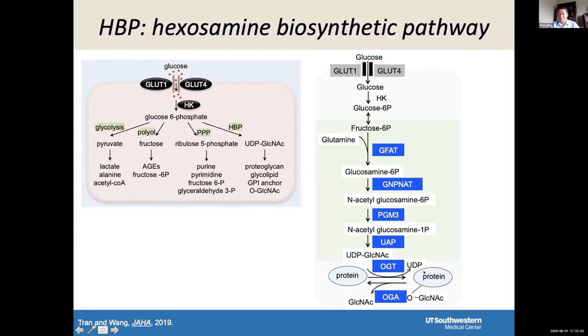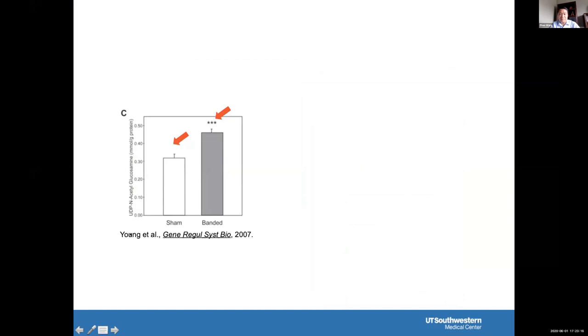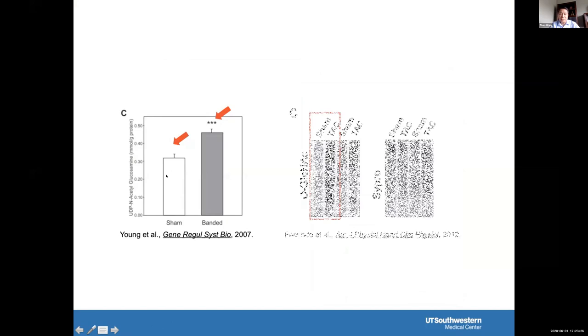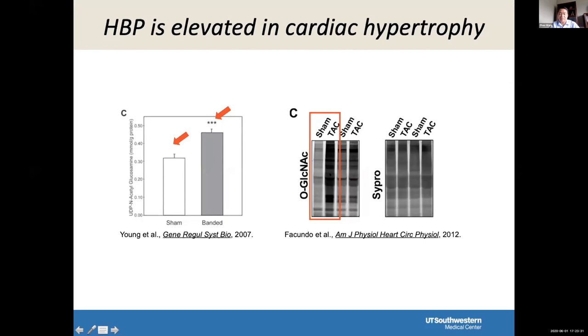This process is called O-GlcNAc modification, which was also introduced last week by Johannes Banks, who talked about O-GlcNAc modification in the diabetic heart regulated by HDAC4. Previous studies have associated HBP with hypertrophic growth and heart failure. For example, in this study by Martin Young, when he was a fellow in Tegmark's lab, they showed UDP-GlcNAc as the final product is significantly elevated in the hypertrophic heart compared to sham. Consistent with this, a study from Steve Johns from the University of Louisville found O-GlcNAc protein modification in the hypertrophic heart is significantly increased compared to sham.